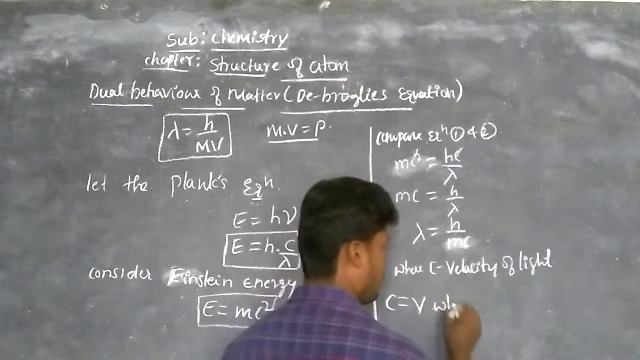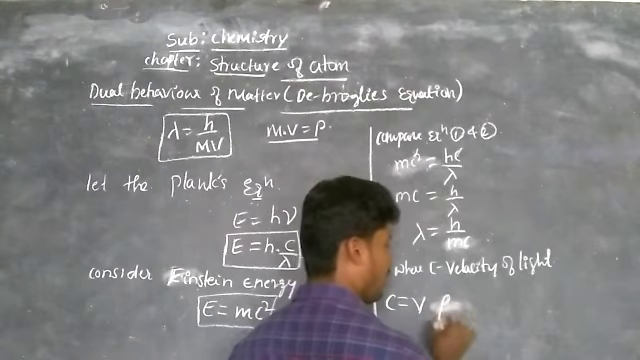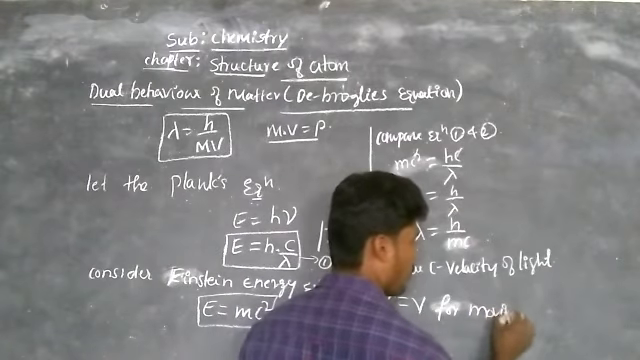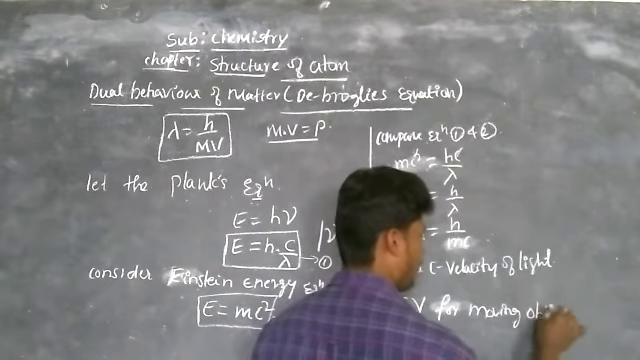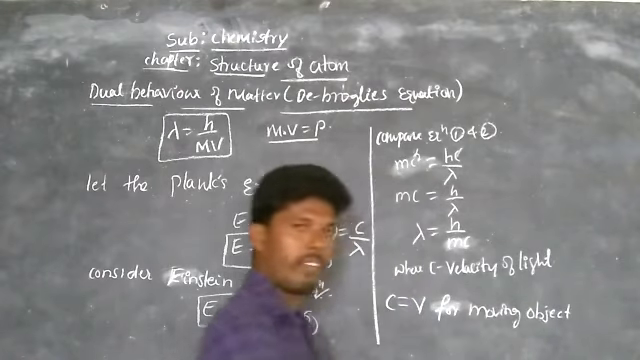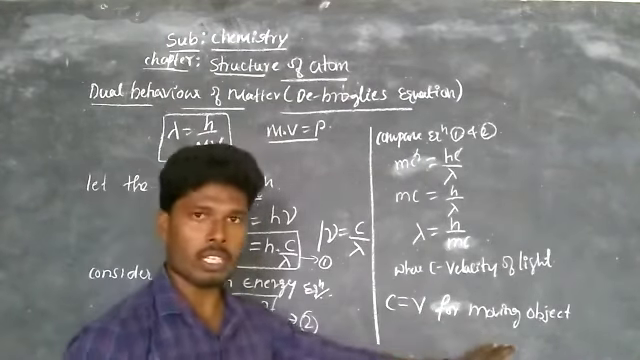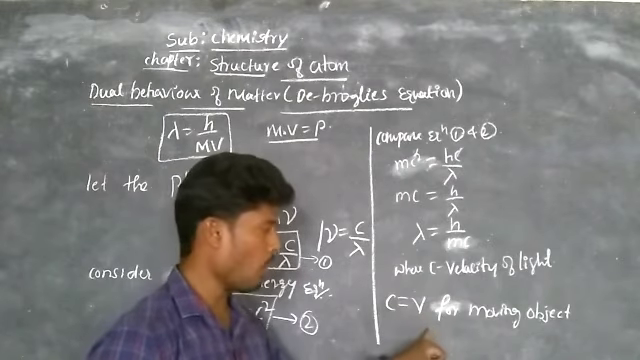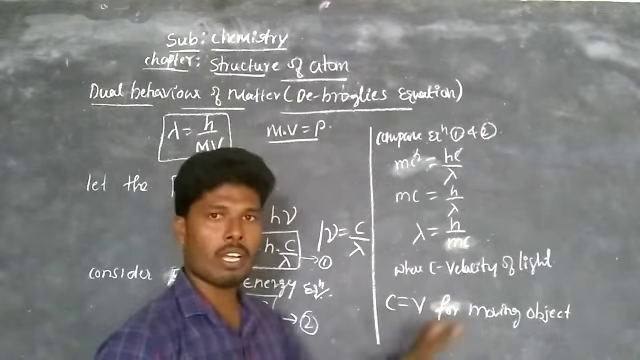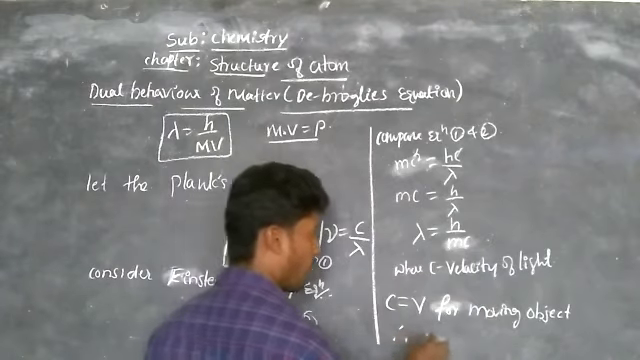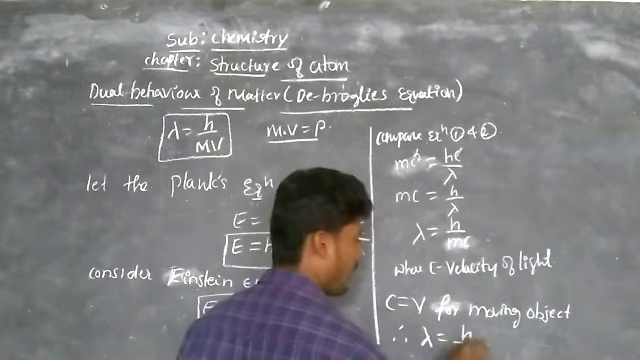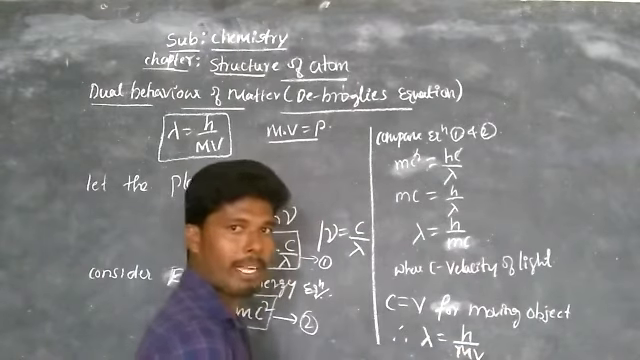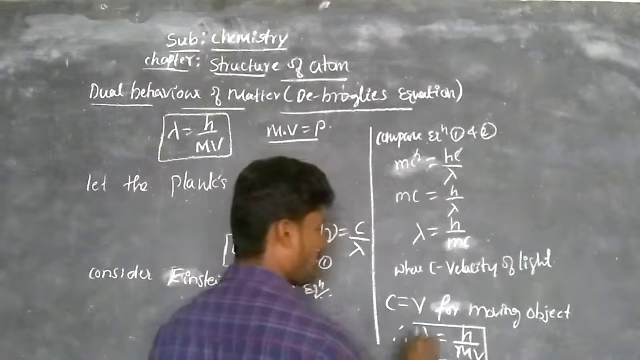Similarly, for a moving object, if any object is moving, then we take c is equal to v, that is the velocity of the moving object, and c is the velocity of light. Therefore lambda is equal to h divided by m into v. This is the de Broglie's wave equation.